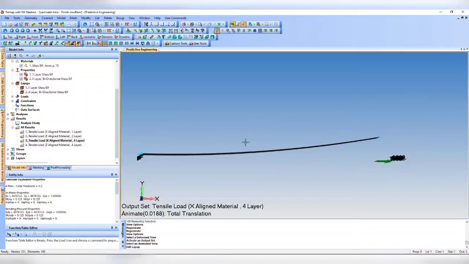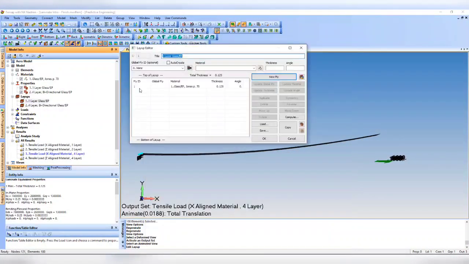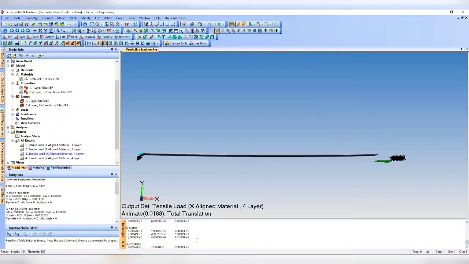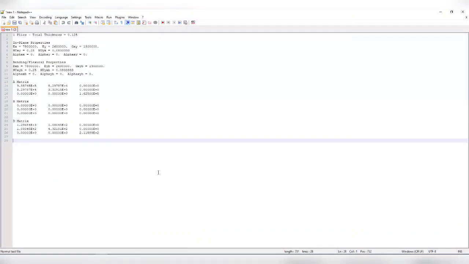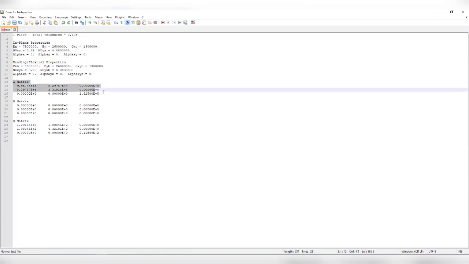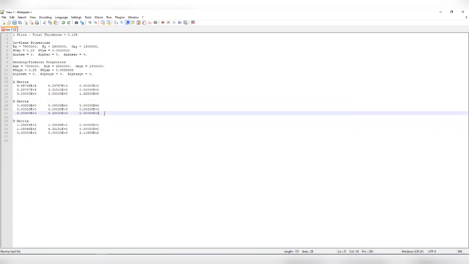I don't know if any of you guys took composites, but let's look at the ABD matrix of just this 1 layer laminate. Okay, I'm going to compute the ABD matrix. So this laminate consists of 1 ply, total thickness is 0.125. Here are the in-plane properties of your laminate, which will match your lamina because it's only 1 ply. And look at your ABD matrix. Notice that your B matrix is 0. And that makes sense because we only have 1 ply, so your laminate is symmetric.